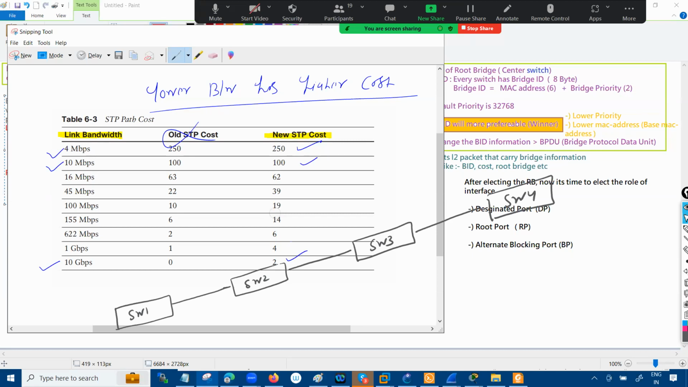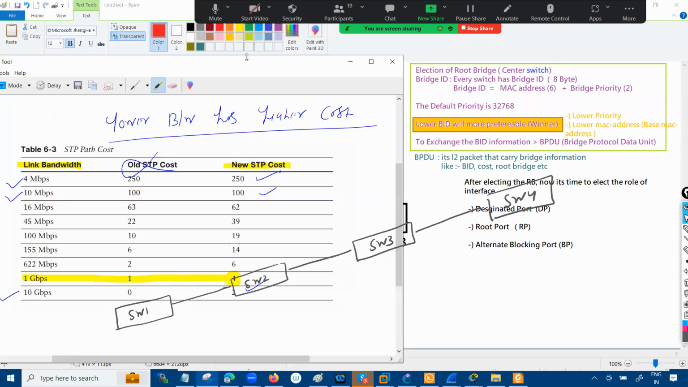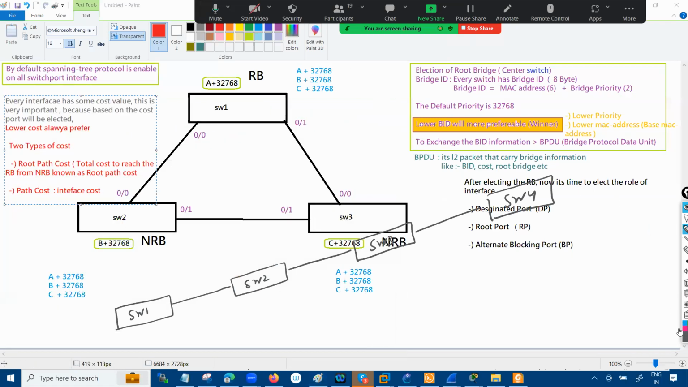Let's take an example. The links that I have between switch 1, switch 2, and switch 3, I'm just considering them 1 gig. 1 gig means the cost will be 4 over there. So I'm considering 1 gig links, and the cost of each of these will be 4. Assume that this is the root bridge, and these are the non-root bridges. So I'm explaining the meaning of root path cost and path cost. If you understand this concept, it's very easy to understand the port roles then.